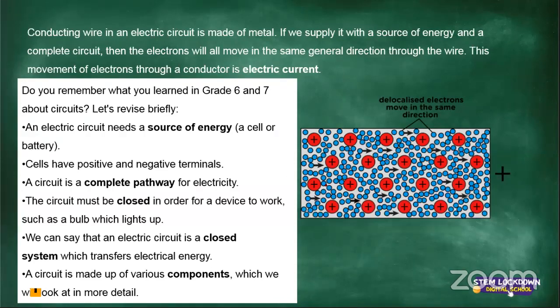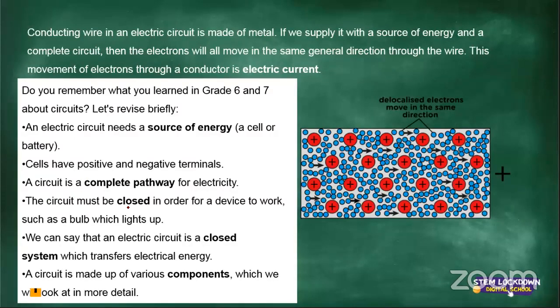Okay, now that only happens when you attach a metal conducting wire to the battery cell. Otherwise, it doesn't move like this. It will be all in random direction. So a circuit is a complete pathway for electricity. So a circuit allows your electricity, your current, to pass to your bulb, and it gives you electricity.